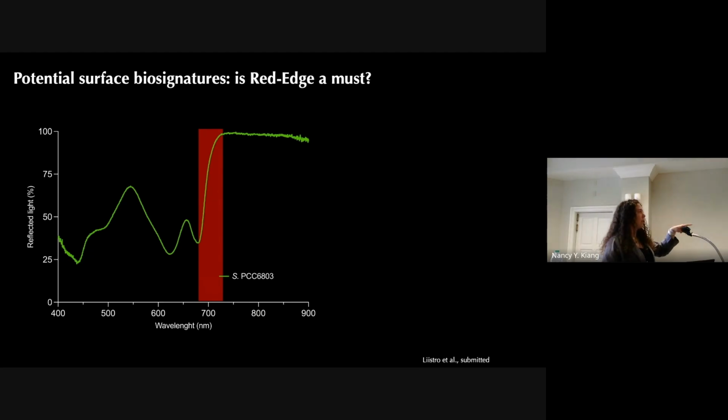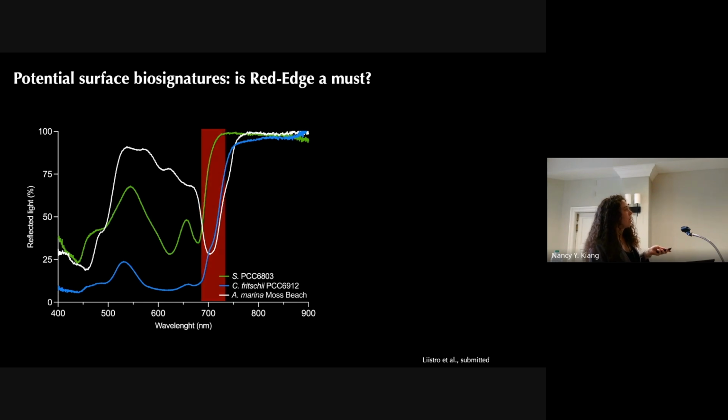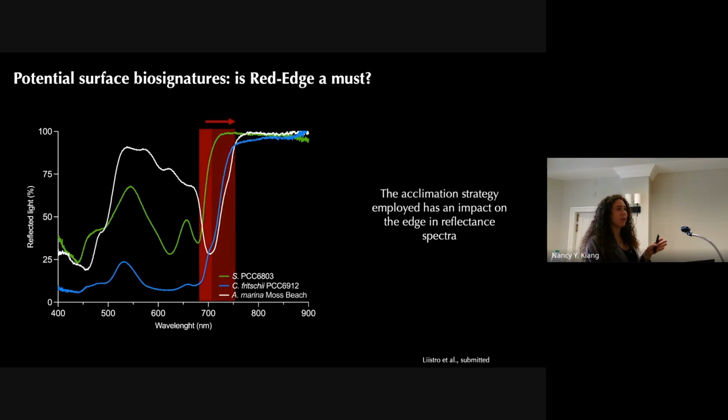Then coming to the surface biosignature, we asked ourselves whether the red edge is a must. Okay, so here you have the reflectance spectra of 6803, which is the one that can only use visible light. So it's a, let's say, regular red edge. But when it comes to organisms that can acclimate or can, let's say, harvest far red light, you can see that Chlorogloeopsis has this bump here that is due to chlorophyll F and D. And when it comes to Prochlorococcus marinus, the red edge is shifted toward longer wavelengths. So different kinds of acclimation and adaptation strategies can give very, very different spectral signatures.